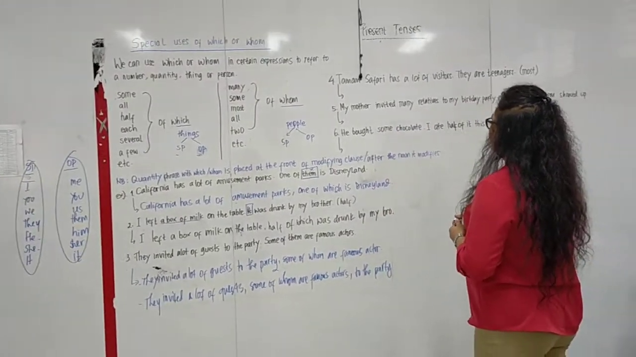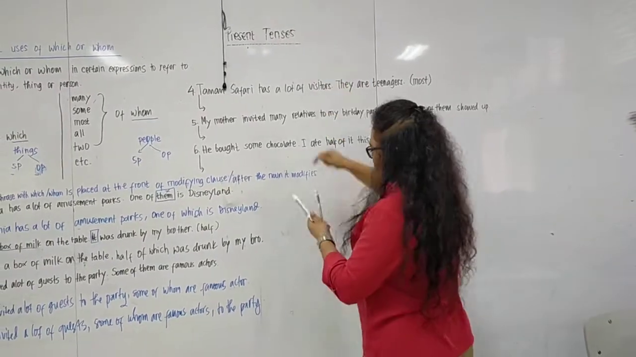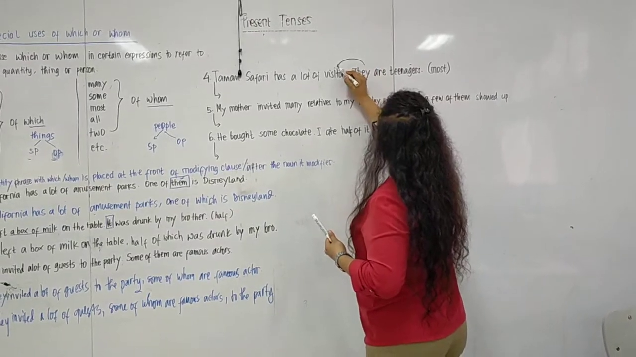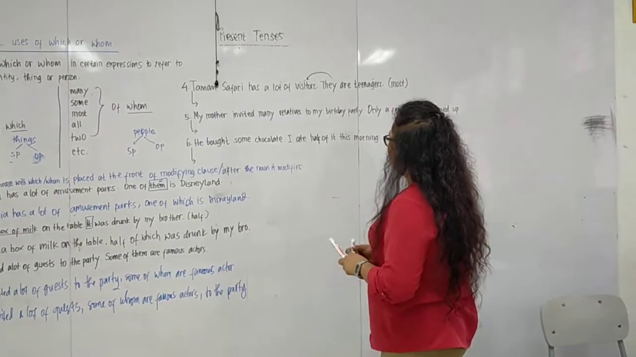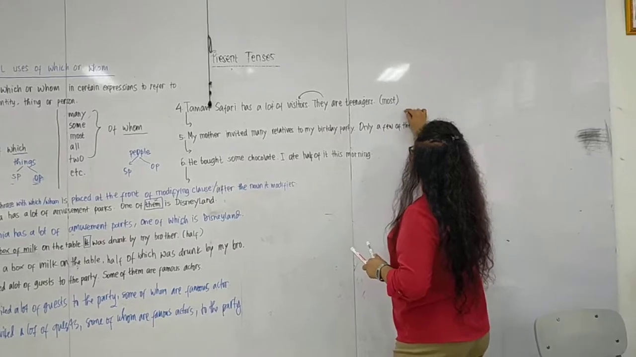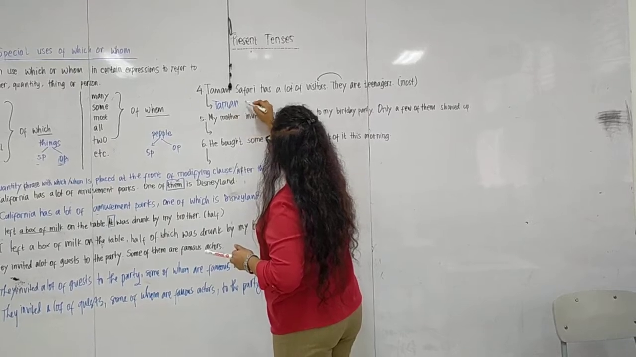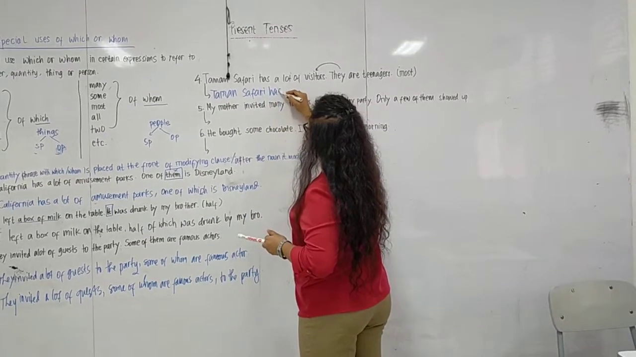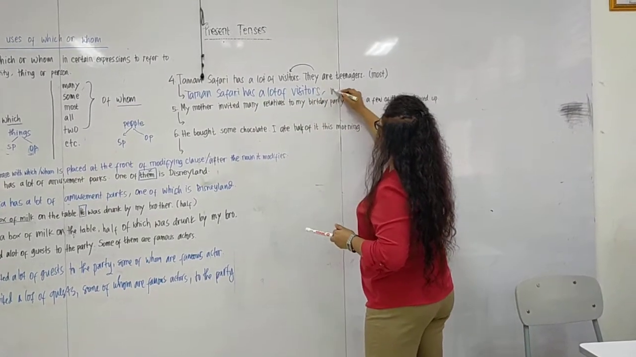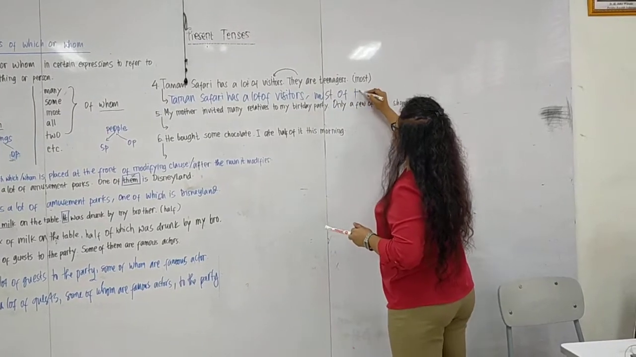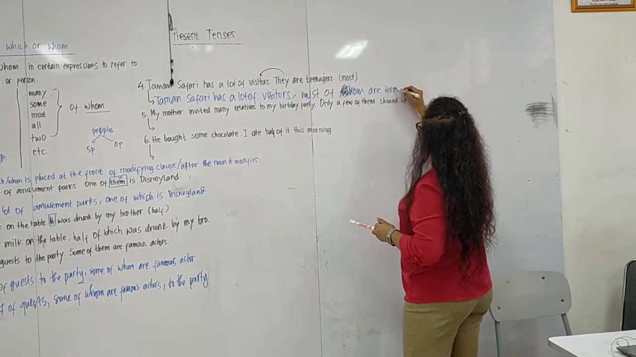Next, number 4. Taman Safari has a lot of visitors. They are teenagers. They refers to visitors. Visitors are people, not things. So if we combine these sentences by using most, quantifier most, it should be like this. Taman Safari has a lot of visitors, comma, most of whom are teenagers.